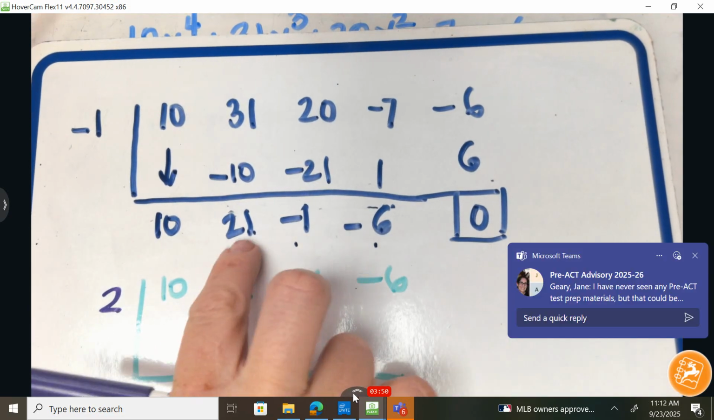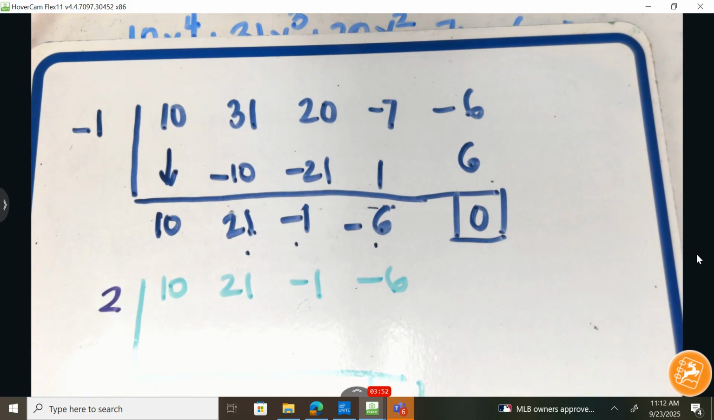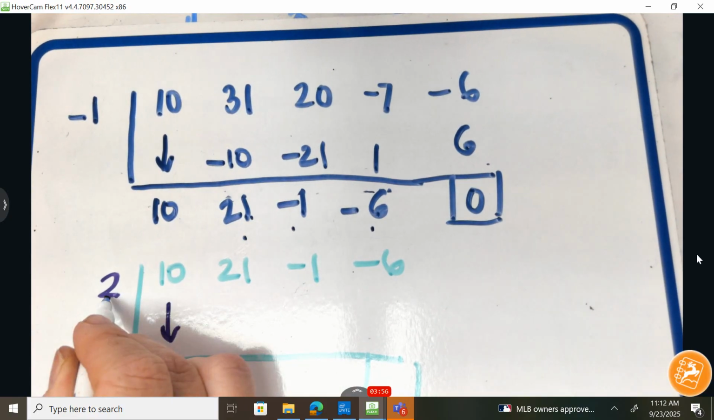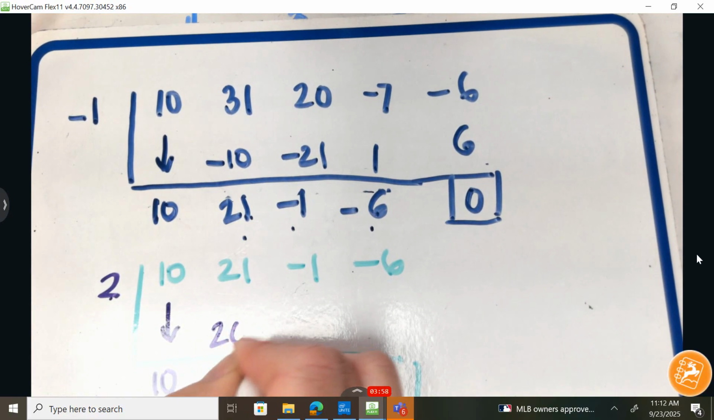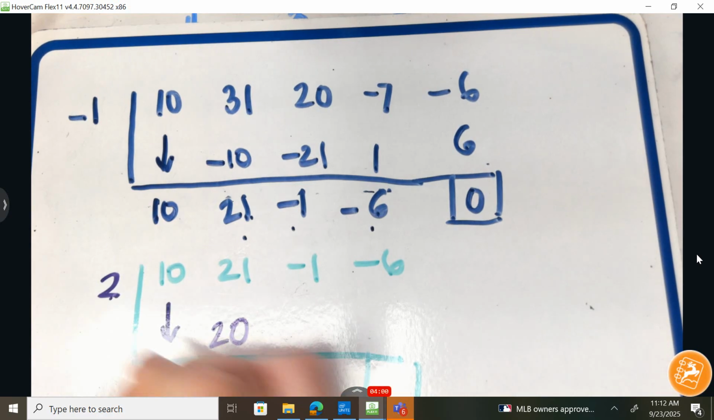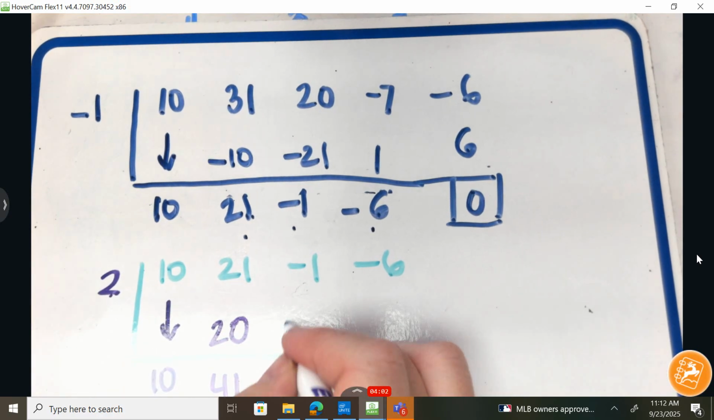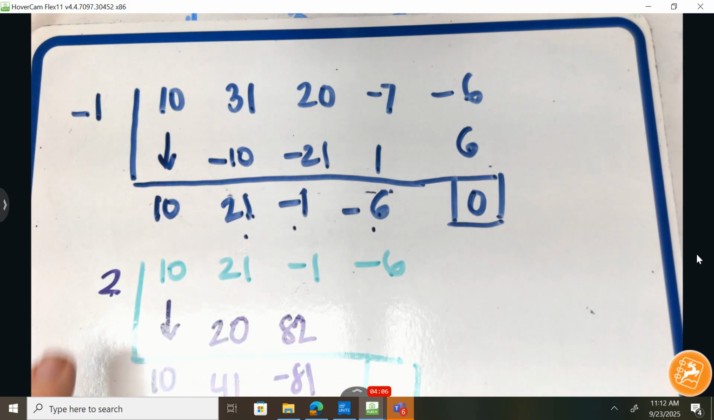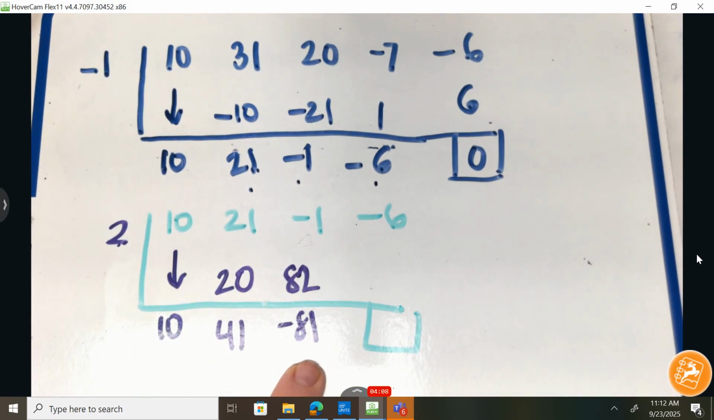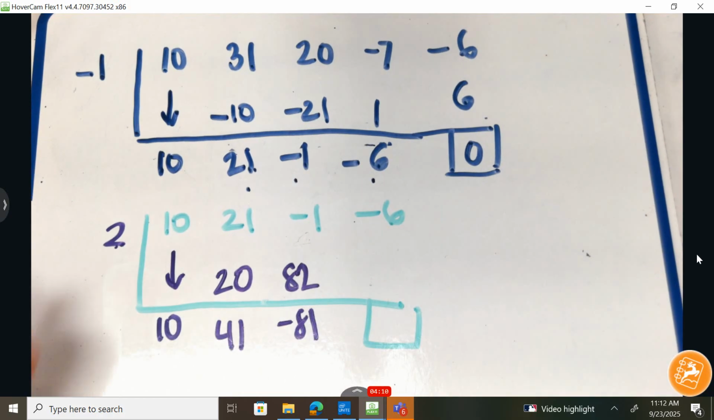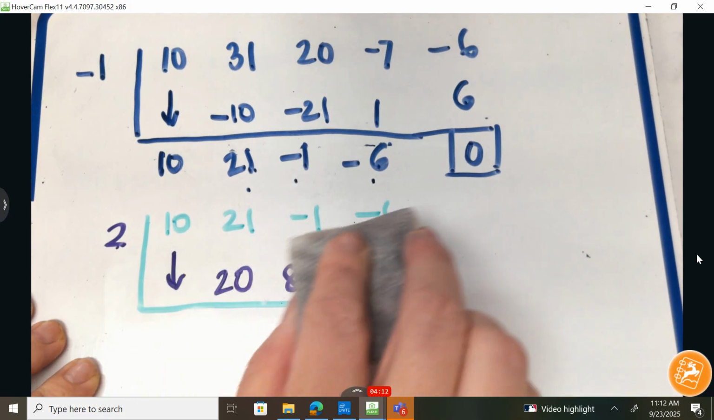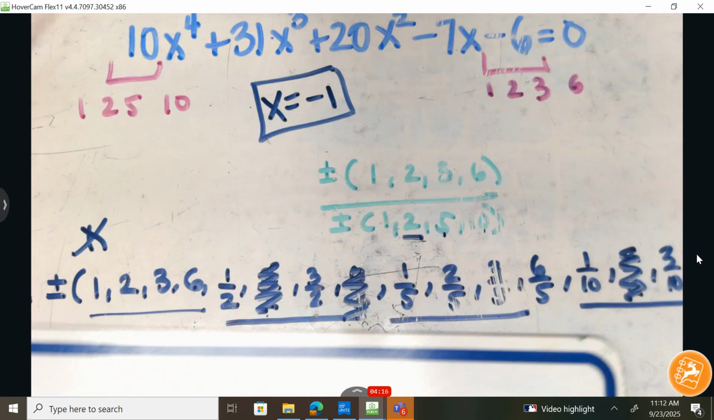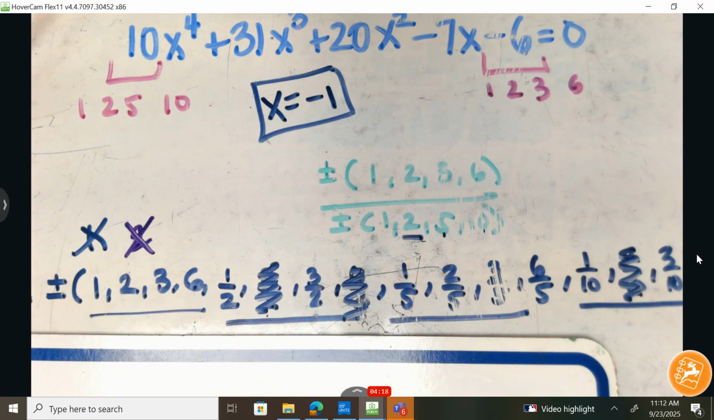My goal is to get down to just 3 terms. Once I've hit 3 terms, it's going to be so much easier to finish this. Here we go, trying 2: 2 times 10 is 20, adding down to 41. 2 times 41 is 82, adding down to 81. And I don't need to go any further because 2 times 81 is a large number, plus 6 is not 0. That's not working. Let's bring this back and let's try a -2. So 2 did not work.